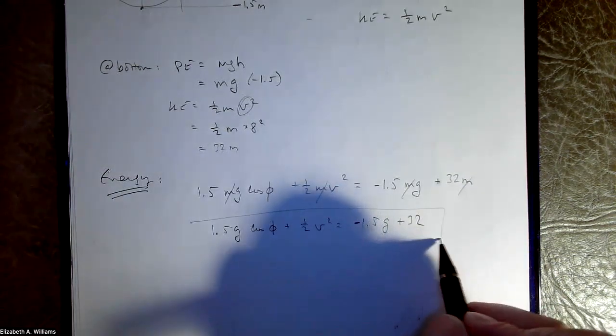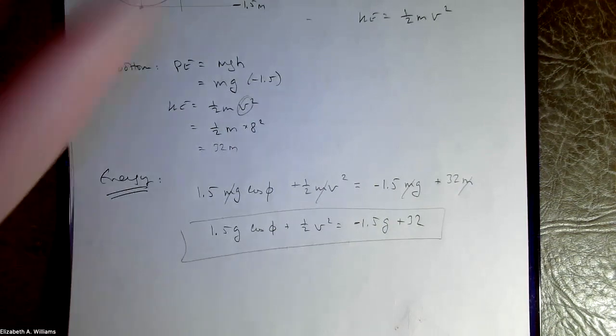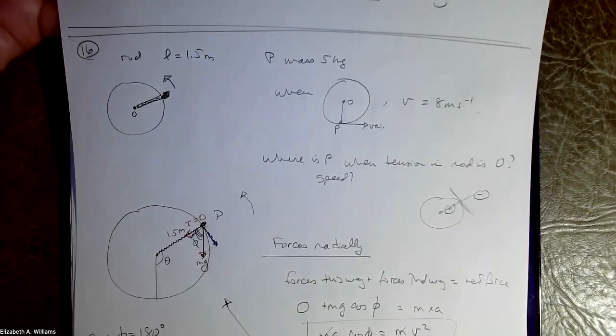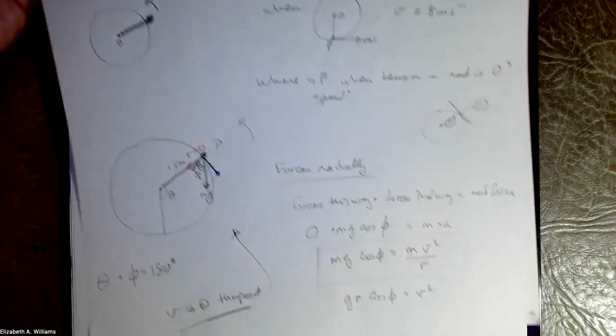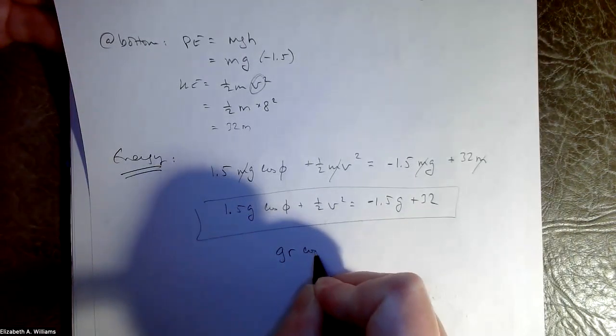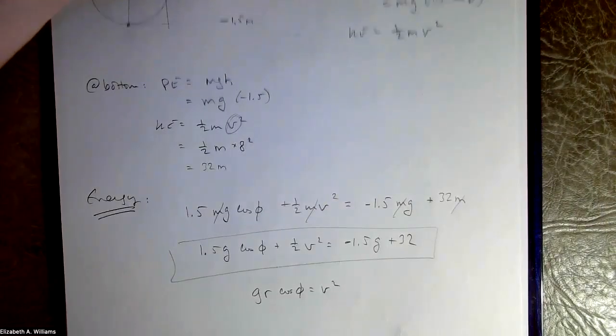Okay. I've got simultaneous equations. The first thing they ask for is where the thing is. So let's go after phi, because if we go after phi, we can get theta, and then I know where we are. Okay, this is our relationship: cosine phi equals v squared over gr. Cosine phi is v squared over gr.